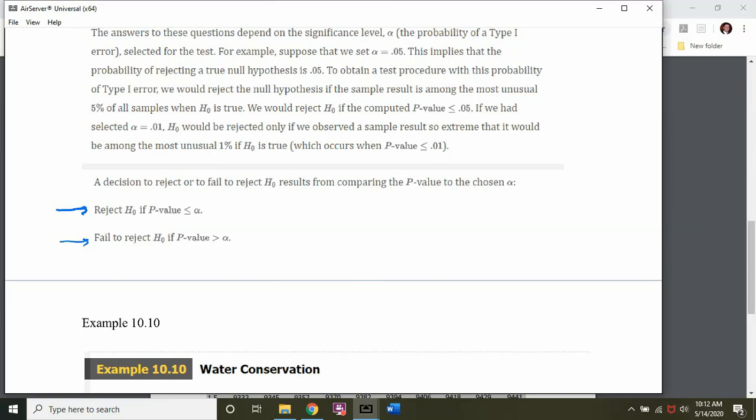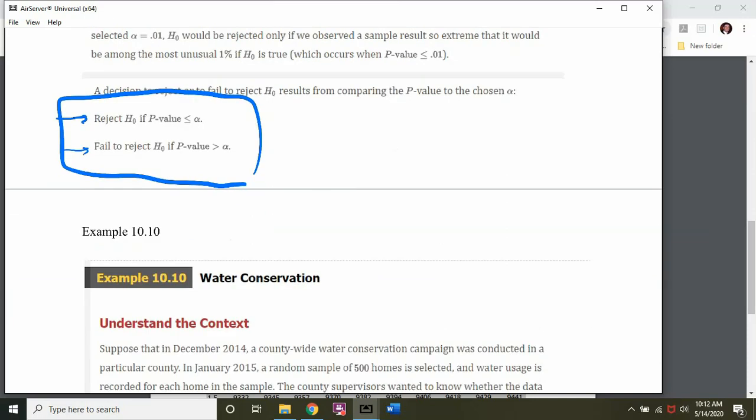But ultimately, for what you guys are going to be doing with these, they will be given in the problem. Your job is to know this, okay? Based on our p-value, will we reject or fail to reject the null hypothesis, okay?